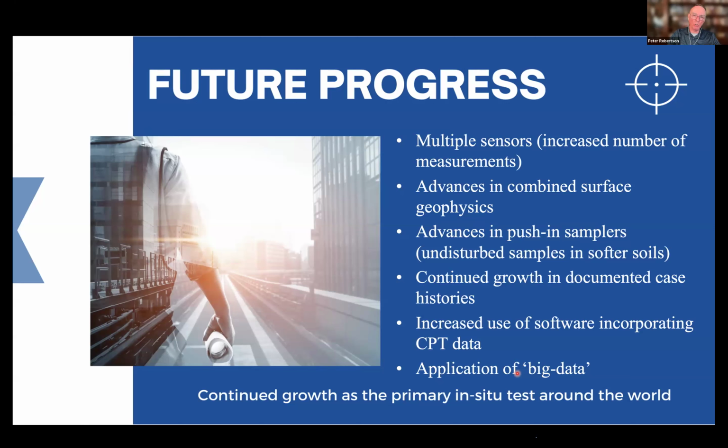So you would still do your standard interpretation, but you could then compare with the database to say, well, my interpretation said this would happen, but the database said it was slightly different. So that will account for the natural variability of real soils.